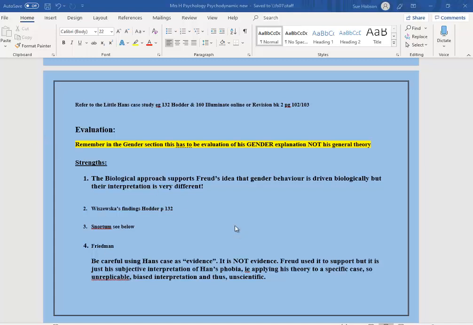So moving on, just before I do, be careful. Sometimes students use Hans as evidence. For a start, it's not scientific, it's not evidence. Freud used it to support, but it's just a subjective interpretation of Hans's phobia. So it's applying his theory to a specific case. It's unreplicable. It's a case study of one child. It's also very biased, and it's hugely unscientific. So be careful with that.